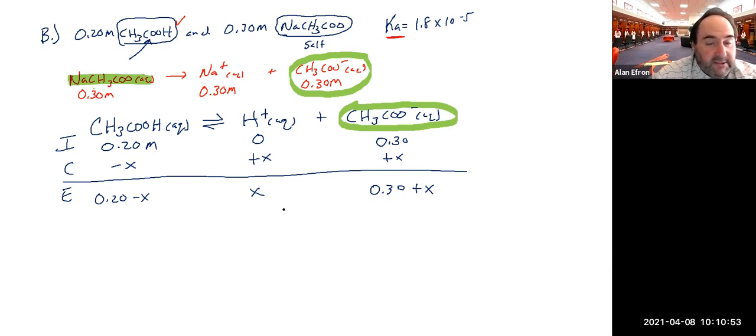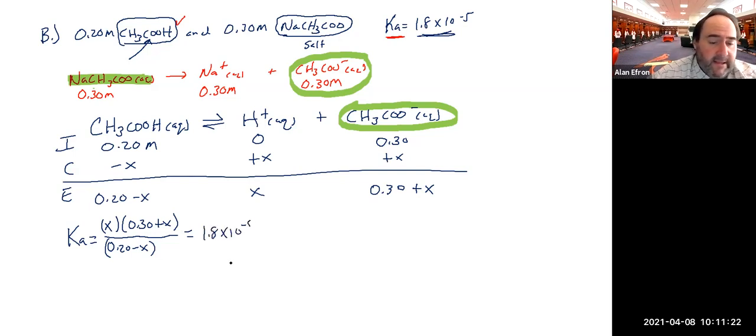Just like we did before, we're going to go into our Ka expression, and that's going to give us x times 0.3 plus x divided by 0.2 minus x. And that is going to still equal the same Ka value that we've been using, because we're still really looking at acetic acid here, which is 1.8 times 10 to the minus 5.